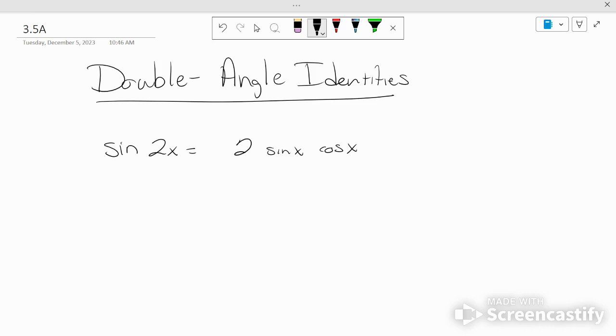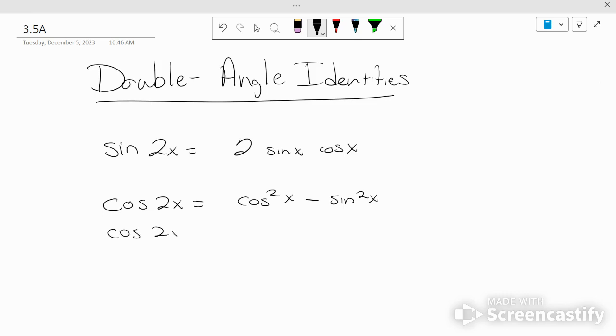The cosine of 2x has 3 different ones. So I will list all 3 of them. It's cosine squared of x minus sine squared of x. Because you know cosine squared plus sine squared equals 1. Well, cosine squared minus sine squared of x equals cosine of 2x.